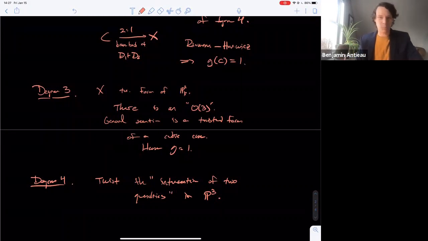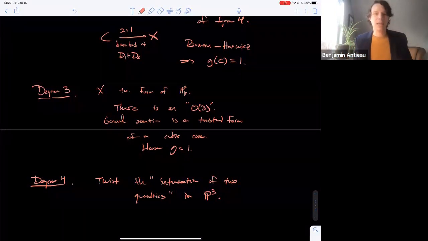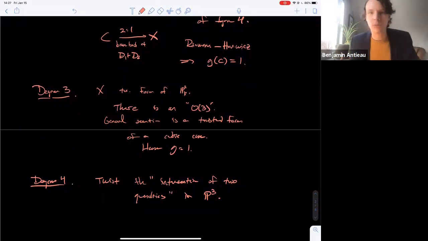But it turns out that, by some clever playing around with vector bundles, De Jong and Ho show that you can twist this notion of intersections of two quadrics, and those define genus one curves. In other words, there's some vector bundle on P3 whose general section cuts out some of these curves.